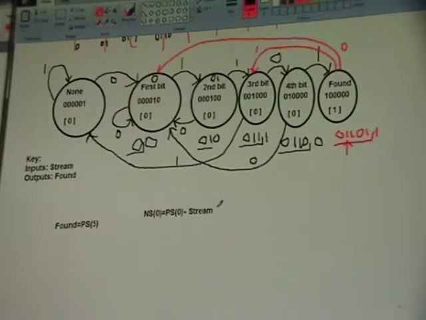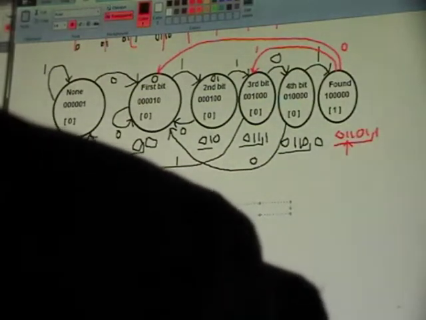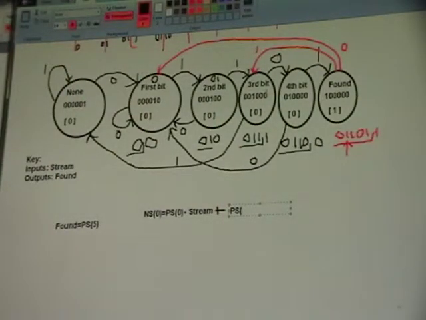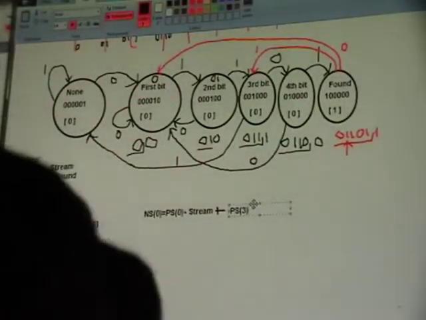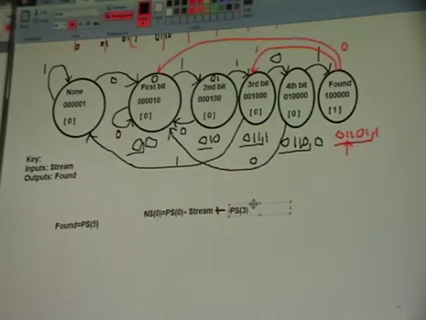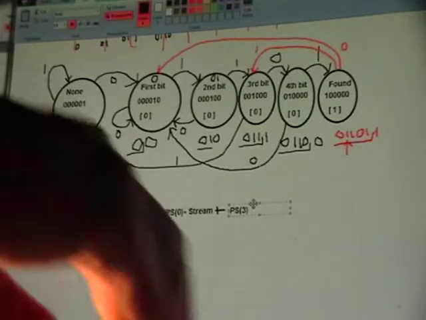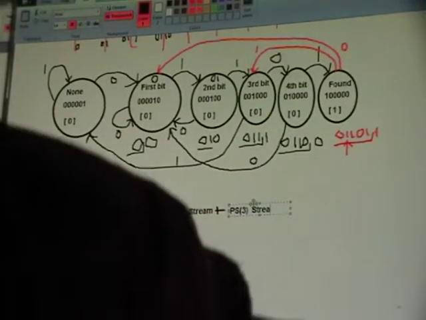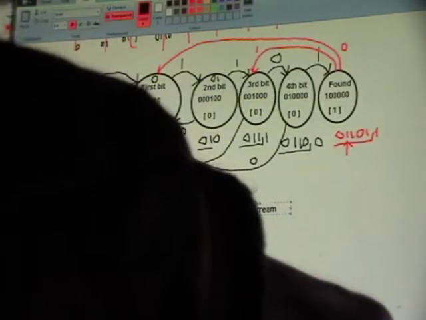But there's another time when the clock ticks that you would go to the state. That is, if you are in this state, which, let's see, that's 0, 1, 2, 3. If you were in that state, and, let's see, 0, 1, 2, 3, yeah, and stream equaled 1.